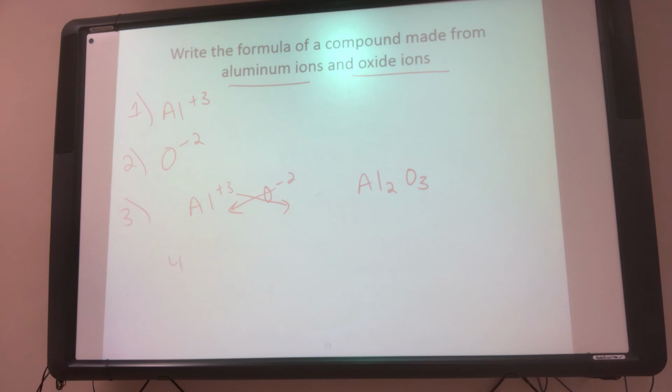Okay? Step 4 is to reduce. It's a 2 and a 3, so I can't really reduce that. Step 5 is to check. So I have 2 Als, and we said each one of those was a +3. We have 3 oxygens, and each one of those is a -2. So that gives me a +6, a -6, and now it's neutral. So that would be my answer, Al2O3.